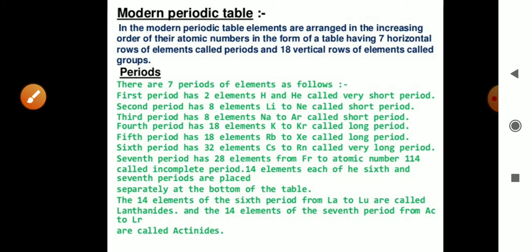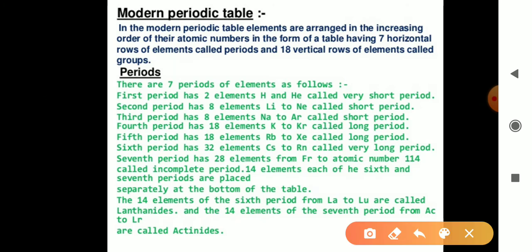So the next topic: in the modern periodic table, elements are arranged in increasing order of their atomic number in the form of a table having 7 horizontal rows called periods and 18 vertical columns called groups. So 7 periods and a total of 18 groups. First we are going to study the periods. There are total 7 periods of elements, as follows.